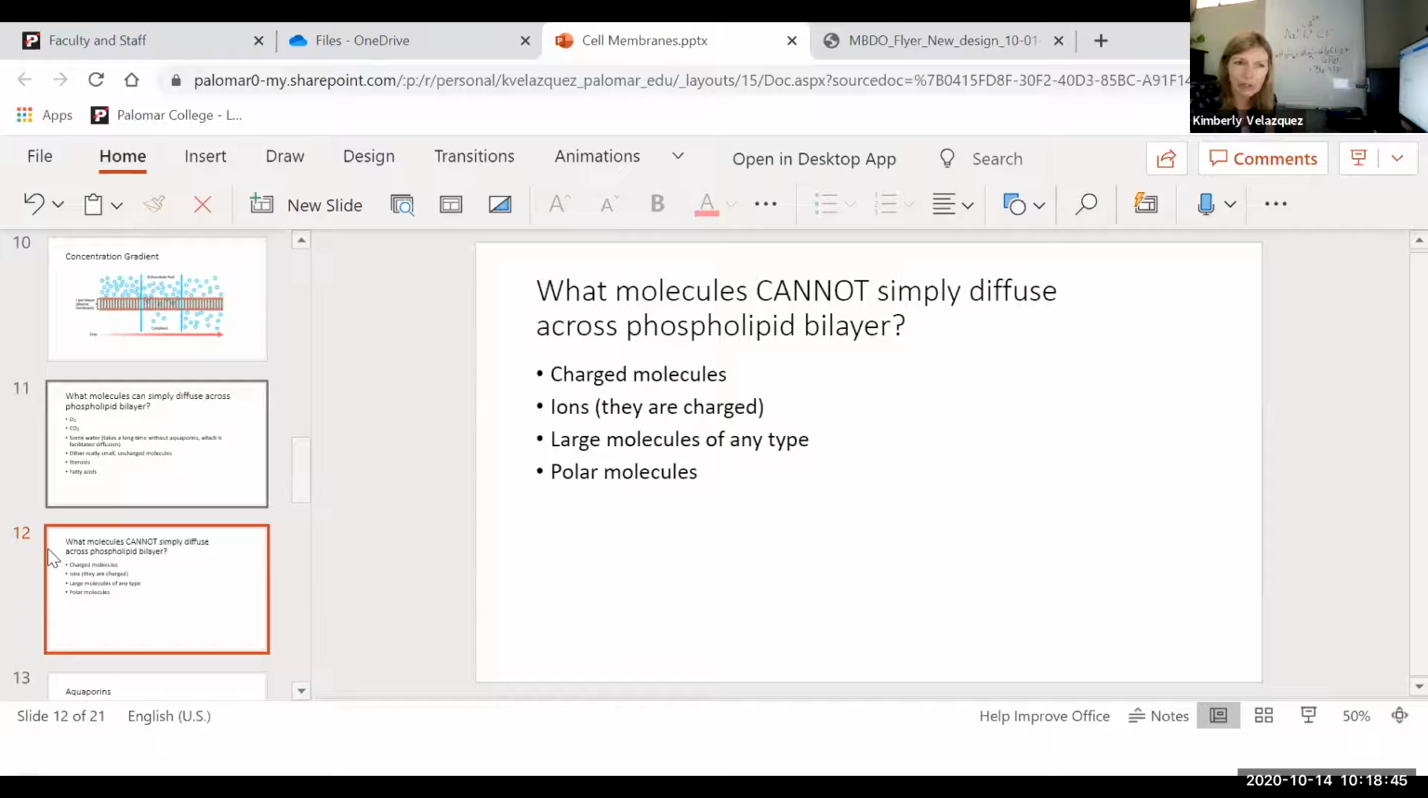Glucose is too big to just come across the phospholipid bilayer. It must have a protein to get into the cell. In fact, all of those big monomers that come from our food have to come through a protein to get into the cell. Okay, and then anything that's polar, obviously nonpolar and polar repel each other, so anything that's polar can't just come across those phospholipids. Any questions about that? Okay, again, this is all additional material. It is not in the lecture videos.